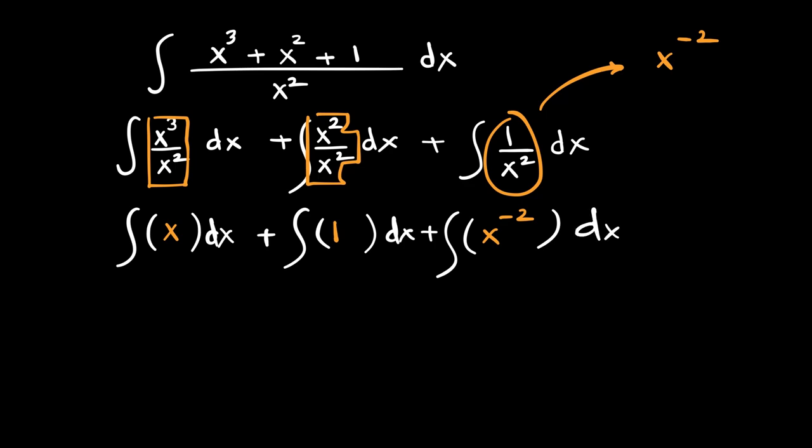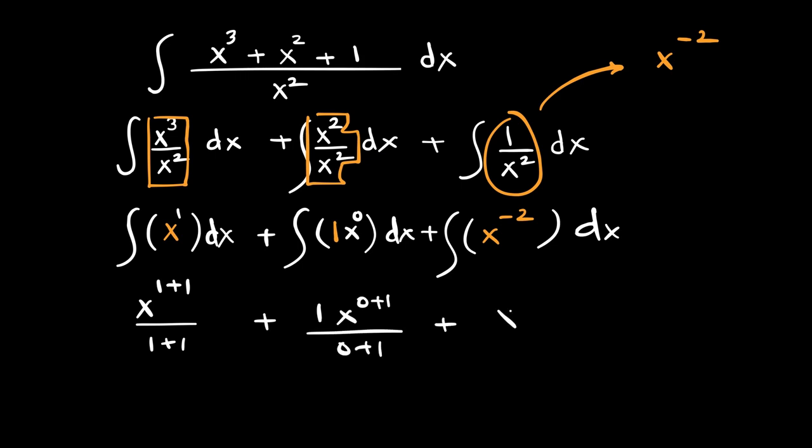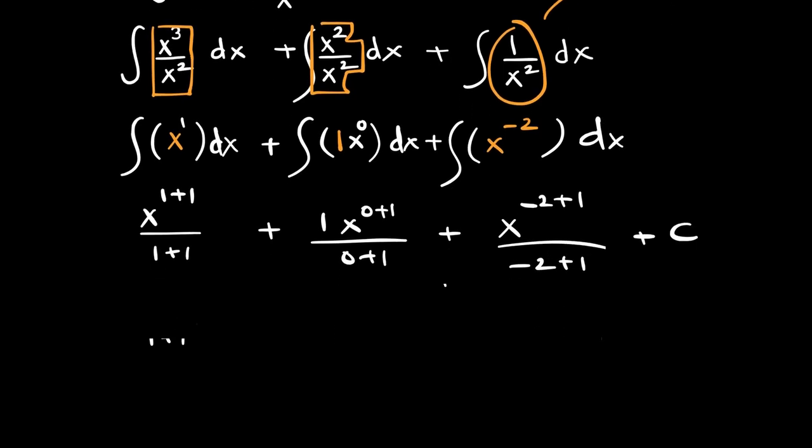So the first one becomes x raised to the power of 1 plus 1, divided by 1 plus 1, because initially there was a power of 1. 1 is basically 1 multiplying with x raised to the power of 0. So this is 1 x raised to the power of 0 plus 1, divided by 0 plus 1. x raised to the power of negative 2: negative 2 is increased by 1, divided by the new power, plus an overall constant of integration c.